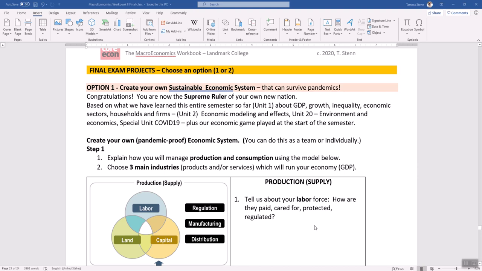Okay, so here we are, our final exam projects. So these are worth 10% of your grade. So make sure you listen carefully to what's required, what you are supposed to be doing. You have two options. You get to choose one or the other.